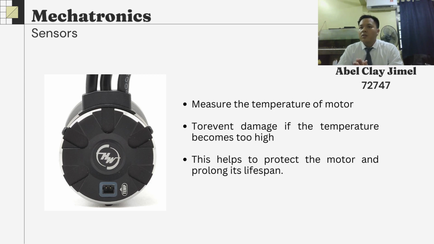The temperature sensor is typically a thermistor, placed near the motor, and it will detect the temperature of the motor. The sensor will send this information to the ESC, which will use it to determine the current temperature of the motor. If the temperature exceeds a certain threshold, the ESC will take action to protect the motor from overheating.